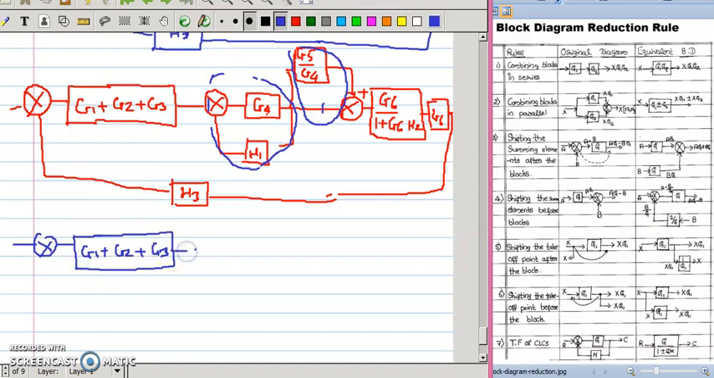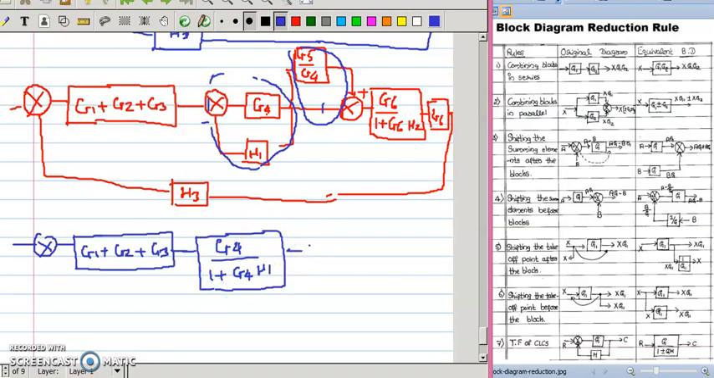Okay, then see, elimination of feedback path. What is the rule? G4 divided by 1 plus, because it is minus here, so it becomes plus G4. Once again I make it clearly. Okay, elimination of feedback rule, right? So what is the elimination of feedback rule? G4 divided by 1 plus G4 H1, right?